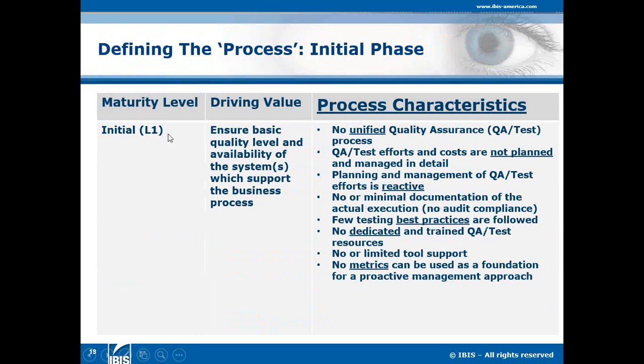Some characteristics of the initial or the level 1, there's no unified testing organization in place. This is the characteristics for level 1. Test efforts and costs are typically not planned. We're more reactive versus proactive in how we engage with the business. Few testing best practices are in place today. We don't have a dedicated or trained QA test team, and typically we don't have metrics. We're more spreadsheet happy more than anything. That's typically what we see in a maturity level for the initial phase.